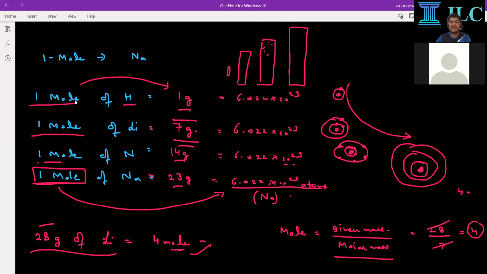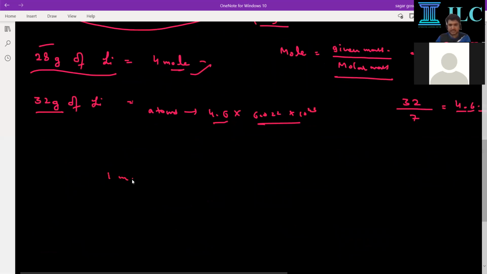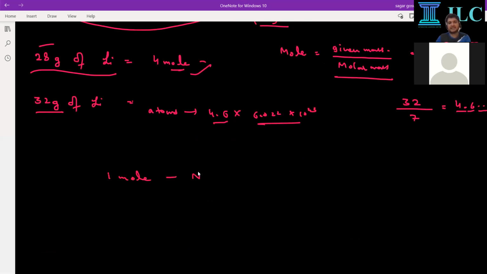1 mole contains Na atoms. Na means Avogadro number. So whatever moles you have, that will become that many atoms. Just tell me, 1 mole contains Na atoms, Na means Avogadro number. So if I am saying it is 5 moles, so it will become how much?